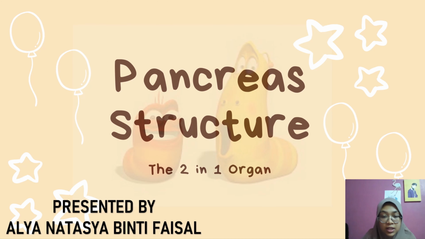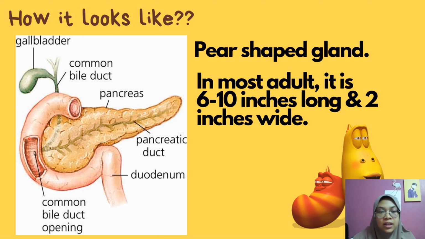Okay, the first thing that we need to know is the pancreas structure, how it looks. As you can see, the pancreas is a pear-shaped gland, and in most adults, it is 6 to 10 inches long and 2 inches wide. The pancreas is located in the curve of the duodenum. We can see the pancreatic duct in the pancreas is attached to the duodenum.